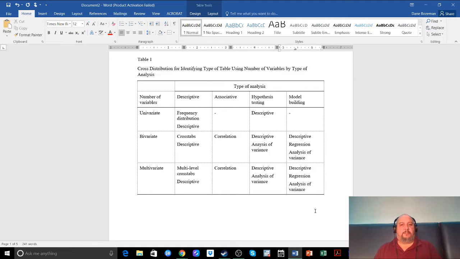Regardless of where they're found in the dissertation, you need to be aware that that distribution table is there for a specific reason, and you want to write not to the table, but from the table. Now, where else will I find a frequency distribution table?